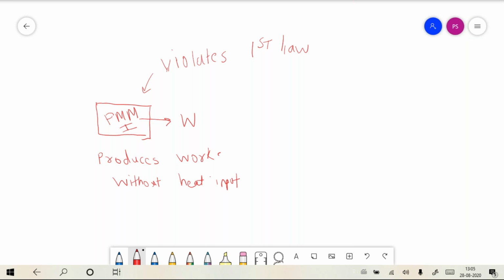It is an imaginary hypothetical machine which will produce the work without any heat input, and which is not possible according to first law. So this is the violation of first law. And even doing a thought exercise that we can have such kind of machine which is going to produce work without any heat input is impossible to imagine. Okay, so the correct answer is it is correct that PMM1 violates the first law of thermodynamics.